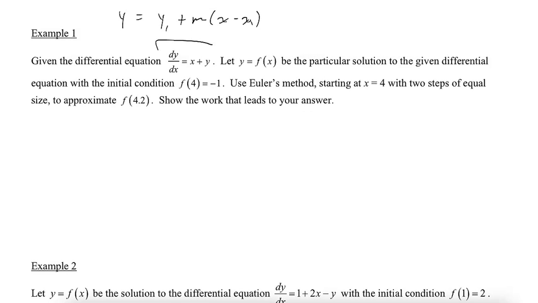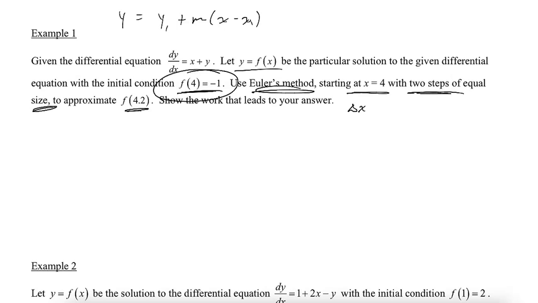So given the differential equation dy/dx equals x plus y, I can't really find a particular solution or a general solution in this case. But I'm going to say that y is the particular solution, y equals f of x, with the initial condition that f of 4 equals negative 1. They're always going to specify whether they want a tangent line or Euler's method or whatever. Using Euler's method, starting out from 4, with 2 steps of equal size, approximate f of 4.2. Well, if I'm going from 4 to 4.2, each step size, or my change in x, will need to be 0.1, such that the first value that I can approximate is f of 4.1.